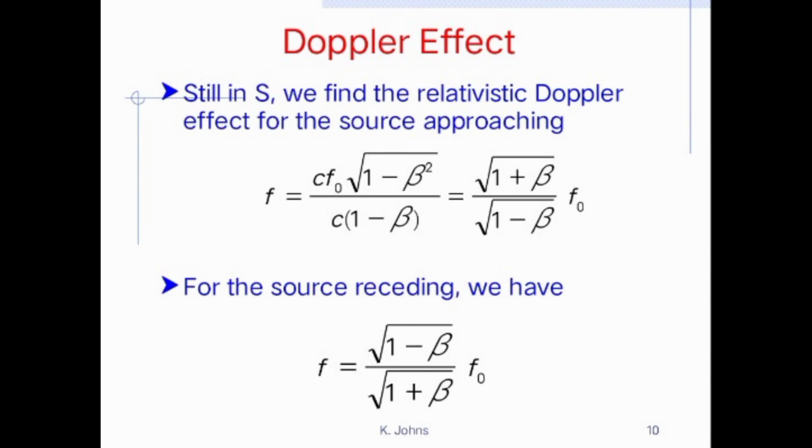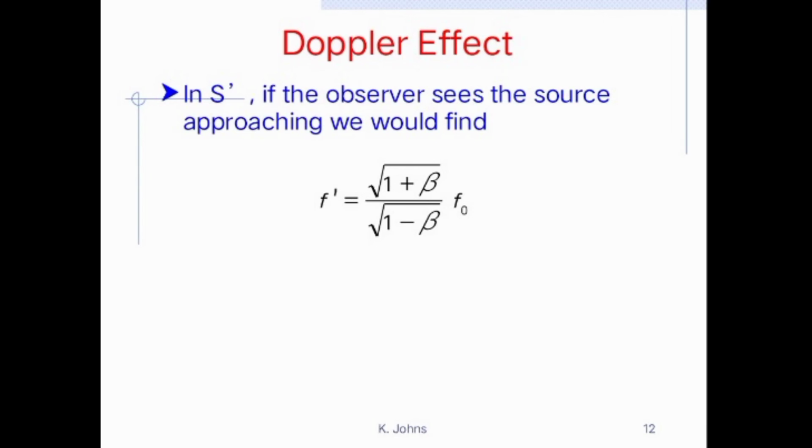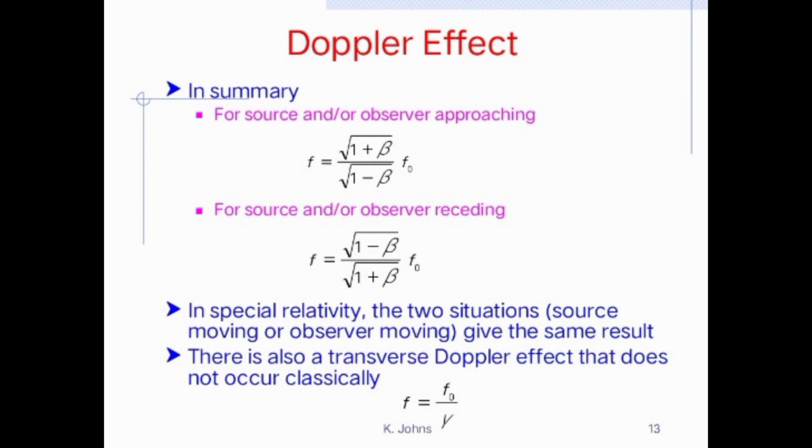For the source receding, we have, for completeness, consider the source of frequency f fixed in S. In S, if the observer sees the source approaching, we would find this formula. In summary, for source and or observer approaching, the formula. For source and or observer receding, the other formula. In special relativity, the two situations give the same result. There is also a transverse Doppler effect that does not occur classically.